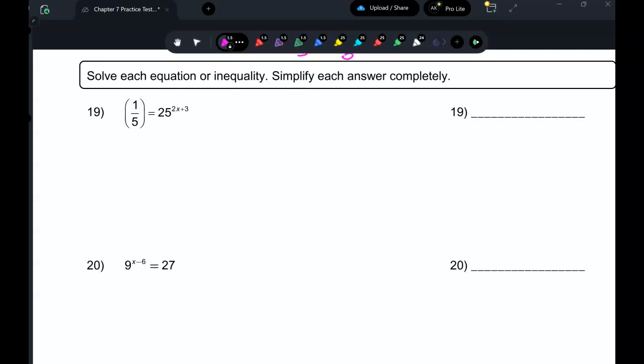This is kind of like simplifying logarithms. We want to rewrite this. So 1/5 is 5 to the negative 1. And how can we rewrite 25? 5 squared. So negative 1 equals 4x plus 6. So x equals, good.